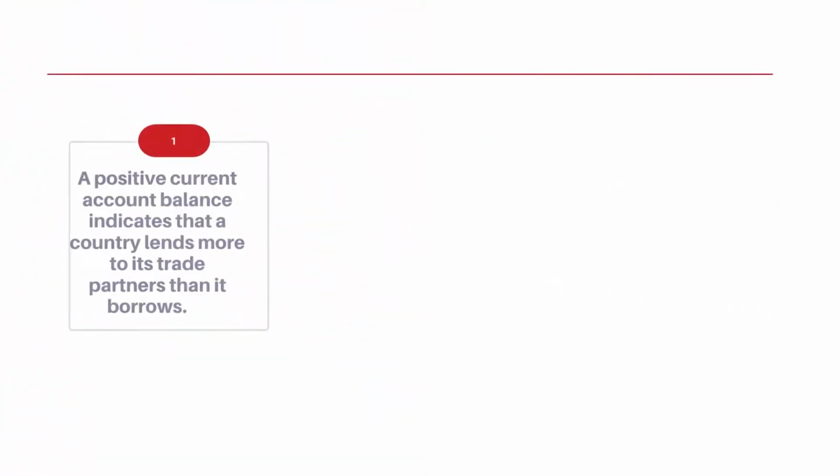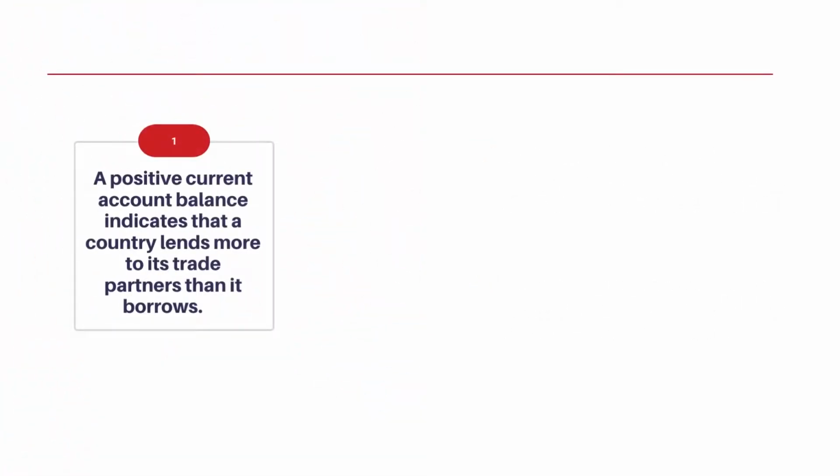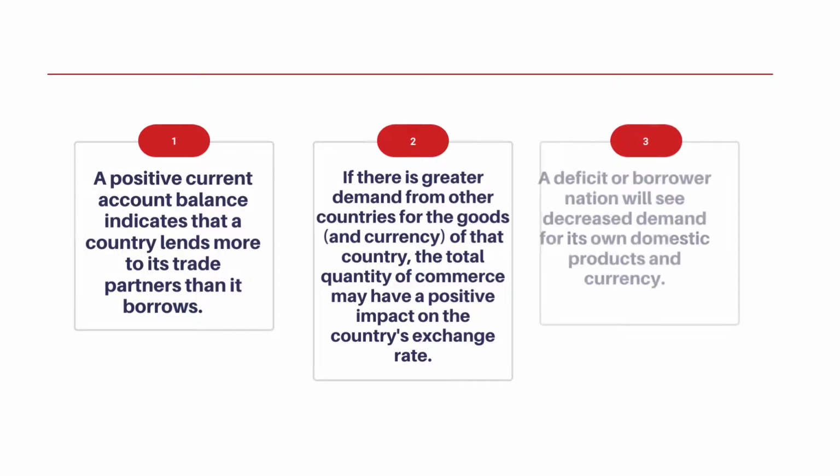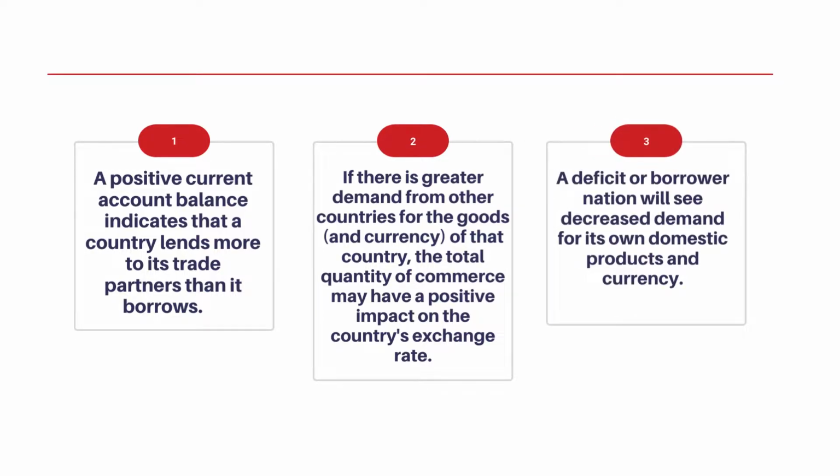A positive current account balance indicates that a country lends more to its trade partners than it borrows. If there is greater demand from other countries for the goods and currency of that country, the total quantity of commerce may have a positive impact on the country's exchange rate. A deficit or borrower nation will see decreased demand for its own domestic products and currency.